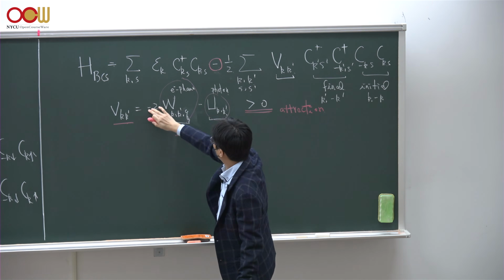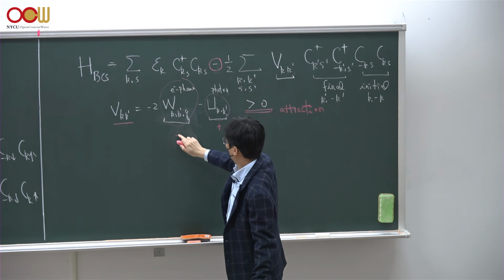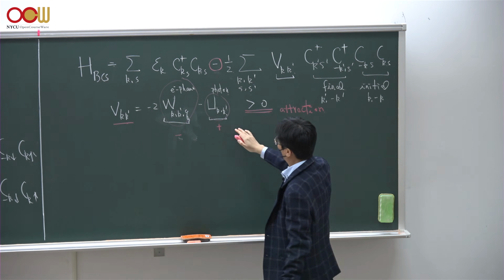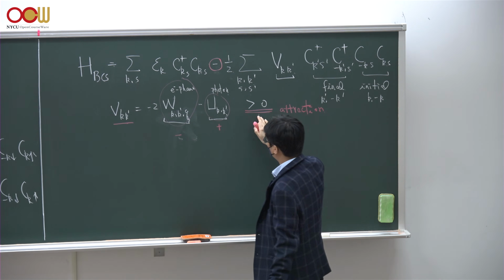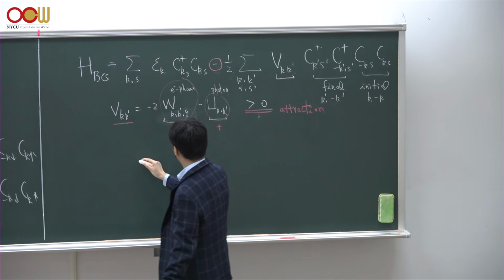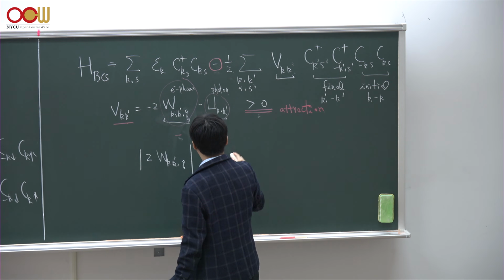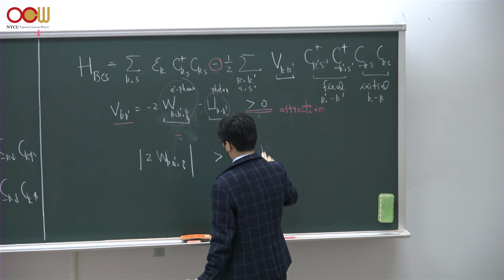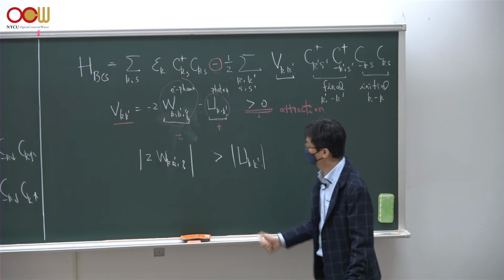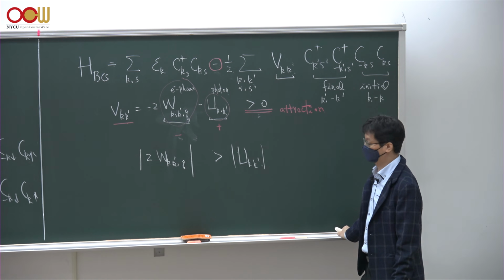And the minus actually cancelled, and then this is attraction, so this is minus. Therefore, if this net potential V_KK' is positive, this tells us that the size of the attraction must be greater than the size of the repulsion, or the magnitude of the attraction should be larger than the magnitude of the repulsion.